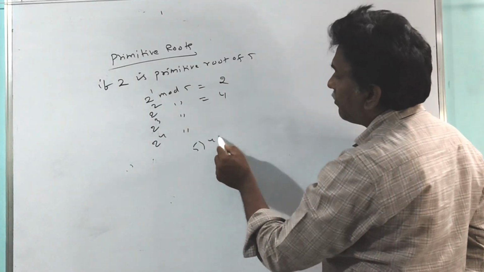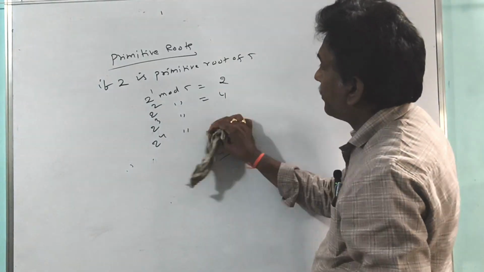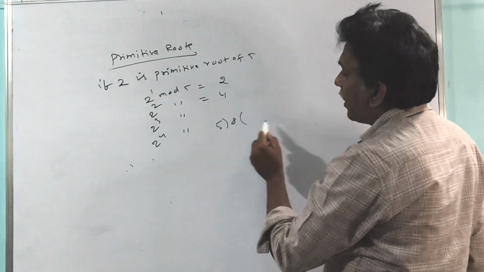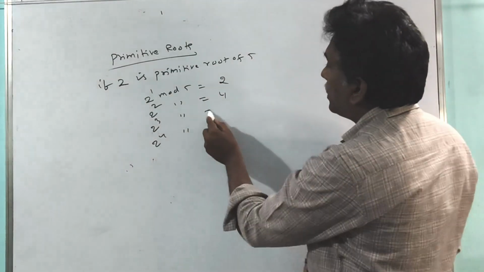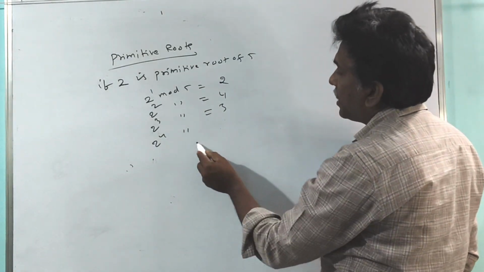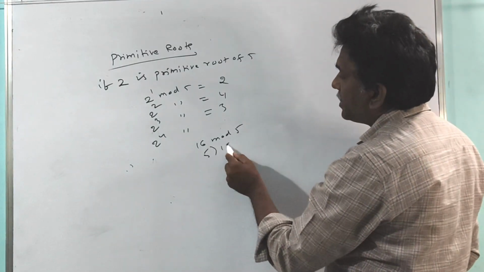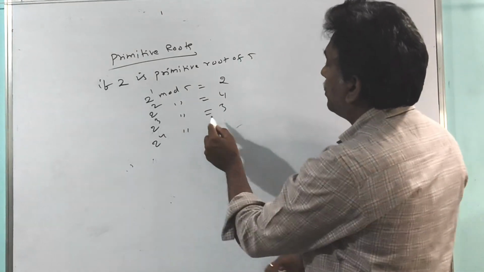If you do the same, 5 0s are 0, the remainder is 4, right? And 2 power 3 means 8 mod 5. So 5 1 is 5, the remainder is 3. So this value is 3. 2 power 4 means 16, 16 mod 5 means 5 3s are 15, the remainder is 1. So this value is 1.